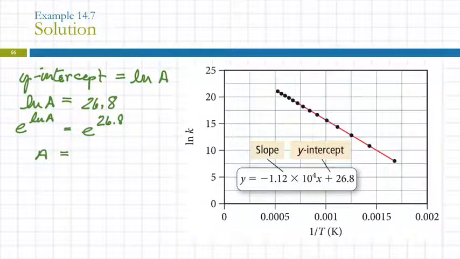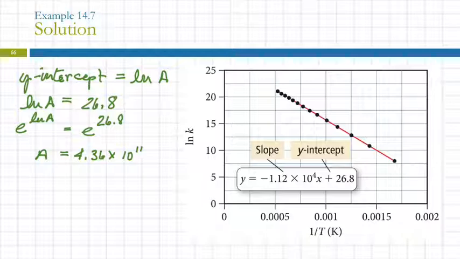So then we get out our calculator. We've got e to the 26.8. That's giving me, rounded to 3 sig figs, 4.36 times 10 to the 11th. It's a really big number. So that's the frequency factor. And then we were also tasked with finding the activation energy.